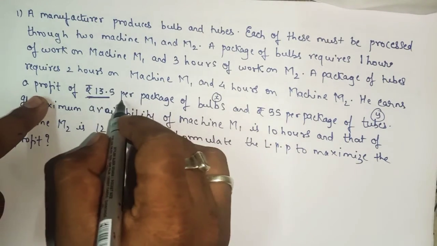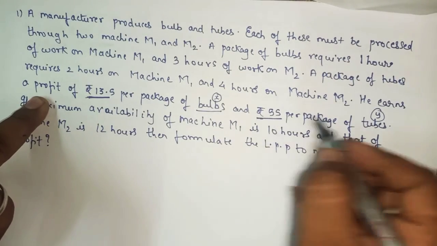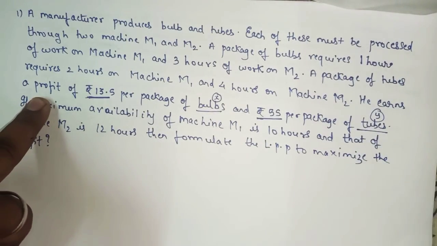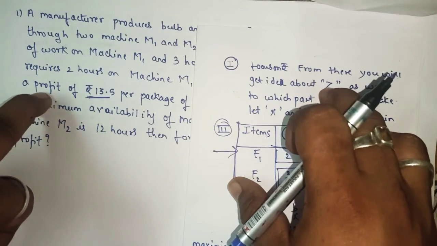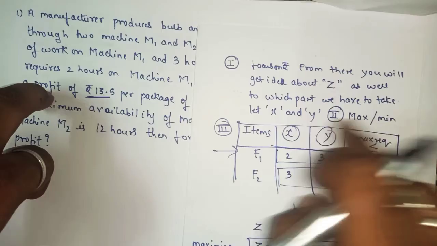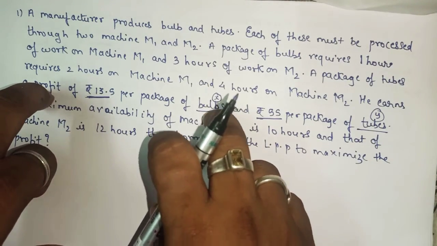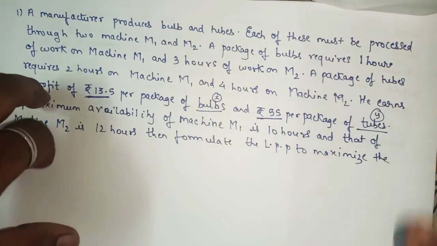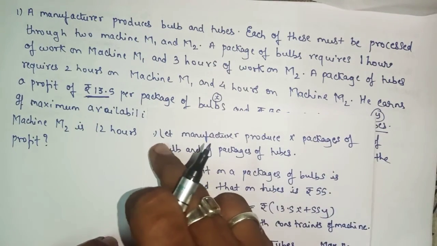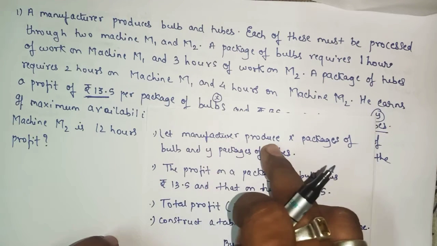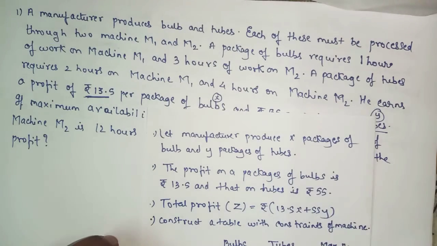13.5 rupees per package of bulb, 55 rupees for tube. From there you will get the idea about how to frame z, as well as the idea to which part we have to take x and y. So for bulb we'll take x and for tube we'll take y. So here you will start writing like this: let the manufacturer produce x packages of bulb and y packages of tube.